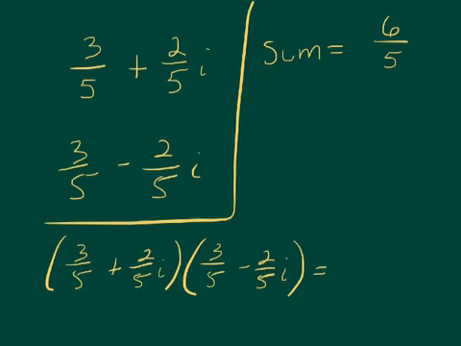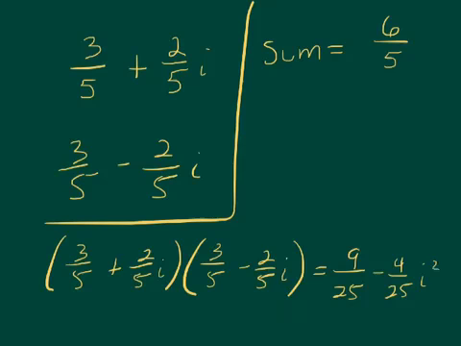So multiply the first term by the first term. 3/5 times 3/5. What do we get from that? Everybody, come on. Jared? 9/25. How about 2/5 I times negative 2/5 I? What do we get from that? Ian? Negative 4 over 25 I squared. Yeah.